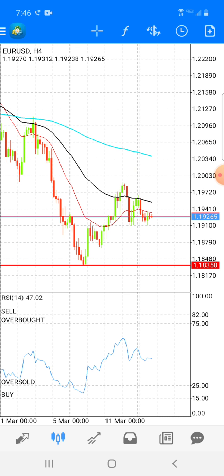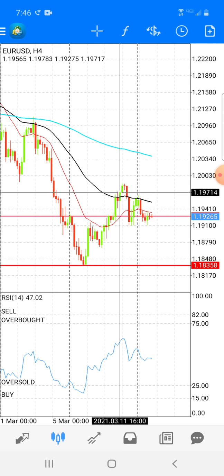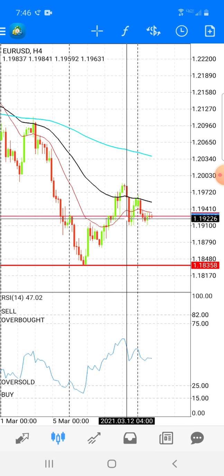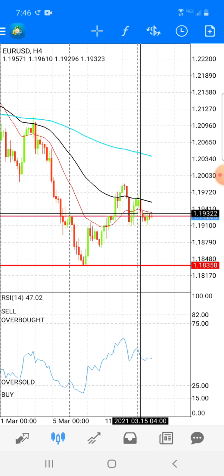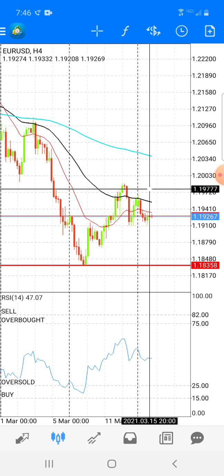EUR/USD looks like it's forming an M right here. Actually, sorry, it looks like it's forming a W. So it's come down here, down, and then it should shoot up back to this resistance. And then after the news hits, I'm pretty sure it's going to shoot down.